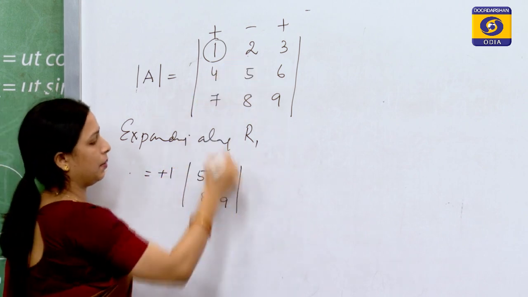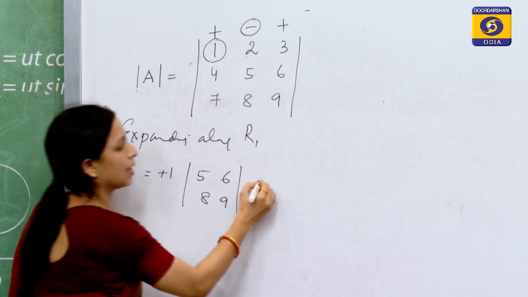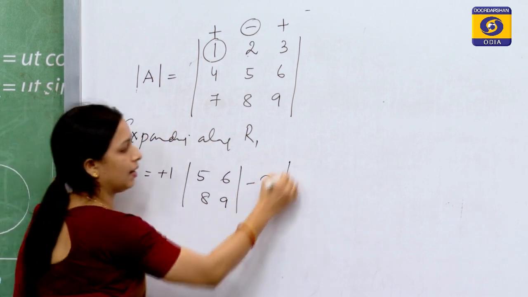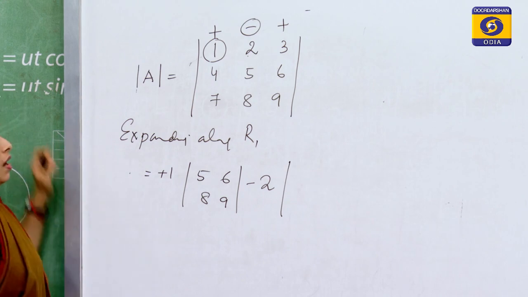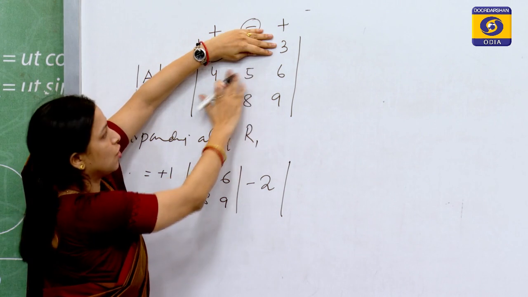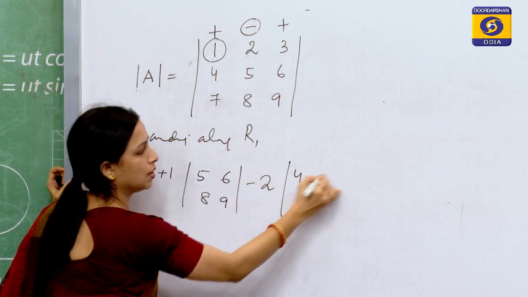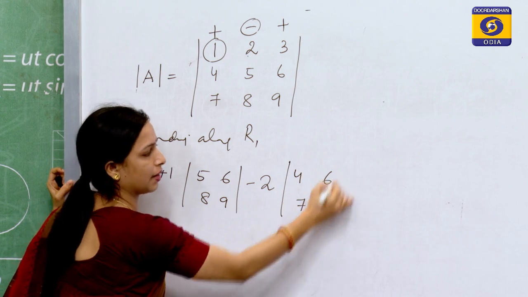Similarly, the second element, what is the sign? Minus, the positional sign, the element, and then the second order determinant. How do we get it? We delete the row and the column in which it lies. So, 4, 6, 7, 9 are the resultant elements. So, 4, 6, 7 and 9.